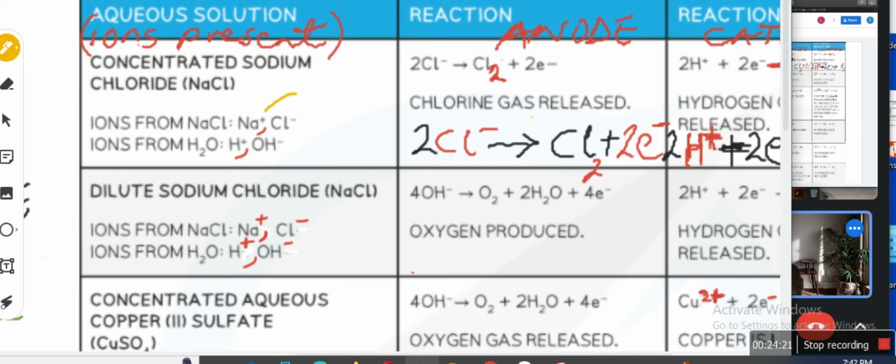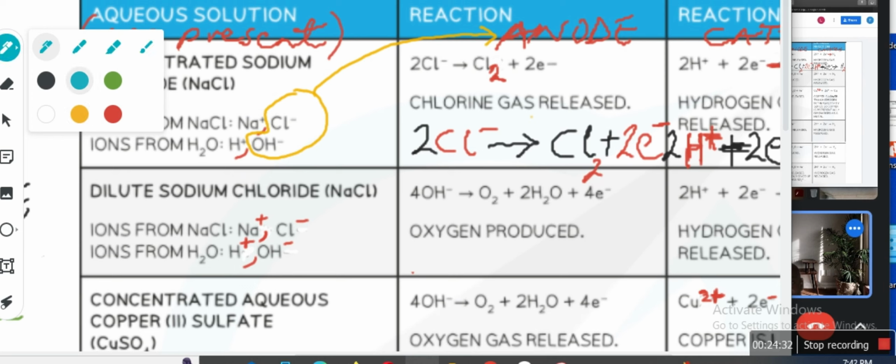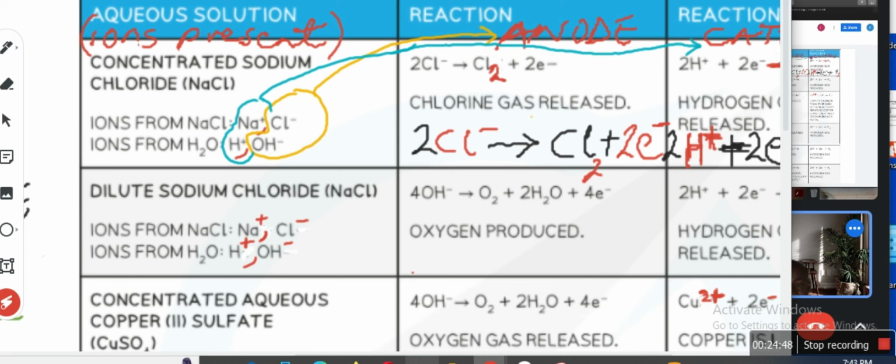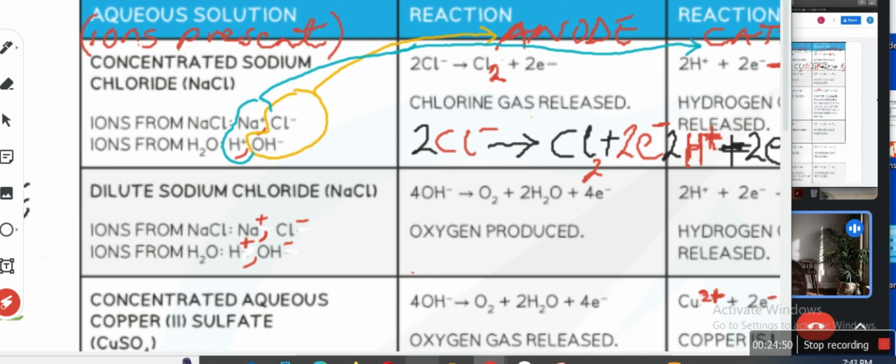The chlorine and the hydroxide will go to the anode, while the sodium and hydrogen ions will go to the cathode. But when they get to each of these electrodes, one will be preferred and the other one will be dropped. That's what we call preferential discharge. Have you heard of that?